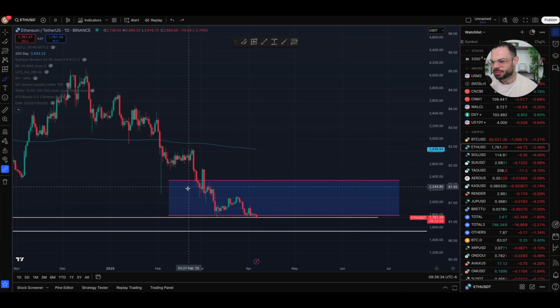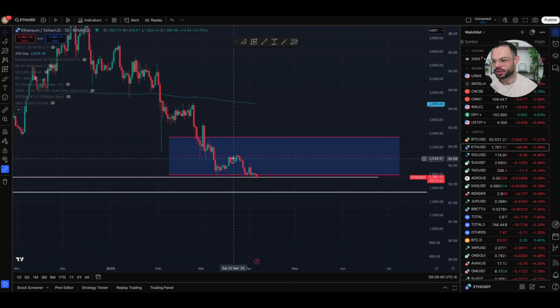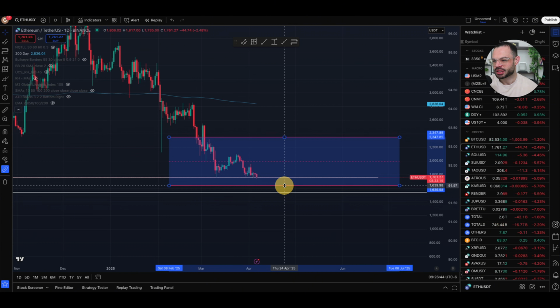You could argue we've been going a little bit sideways for the past few weeks. So technically speaking, if you had entered a pool when the price of Ethereum was around $2,000 here, you might be actually still providing liquidity at a healthy range here with price moving sideways.